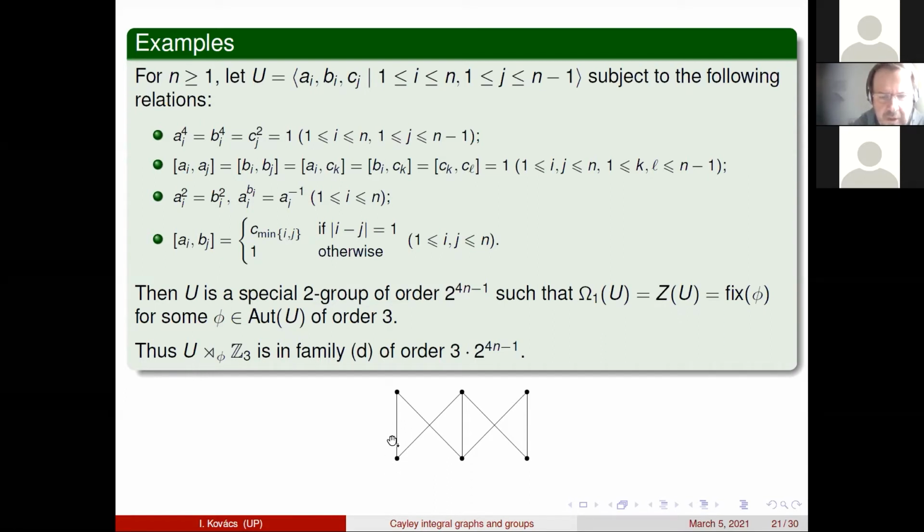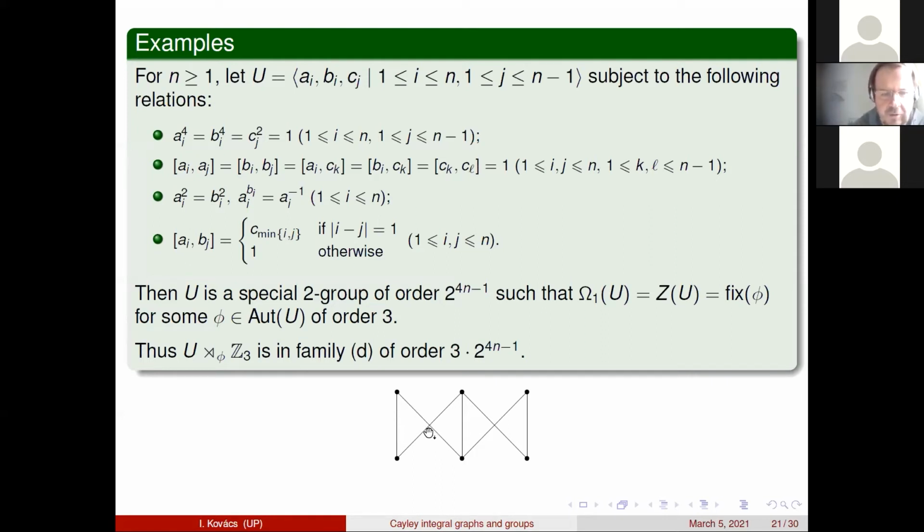So this is a1, this is b1, a2, b2, a3, b3, and so on. So the nodes represent these generators. On the vertical edges, you get a quaternion group. So these are standard generators of the quaternion group. And these are the other edges.